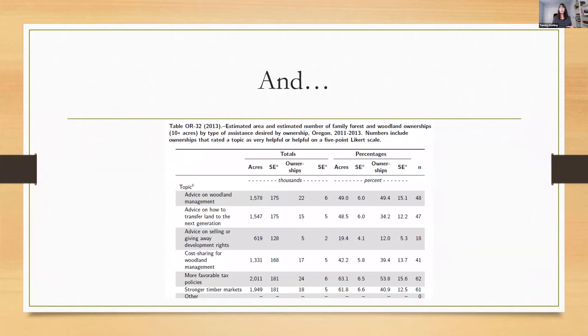And then if we start looking at what questions people are asking, what advice are they looking for? This is also Oregon landowners with more than 10 acres. As far as advice on woodland management, we all expect that those questions will come up. That's about 49%. But the next line is the advice on how to transfer land to the next generation. So the same number of acres are asking that question about transferring it as they're asking about woodland management. Now, it's not quite as many of the ownerships, but it is engaging that many acres. So we need to start having these conversations and figuring out what is the future of our land.